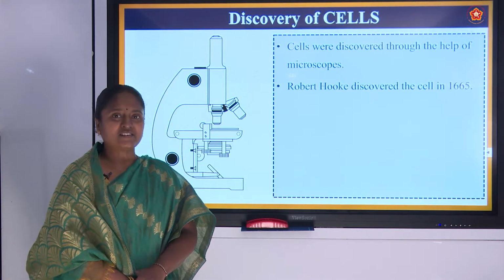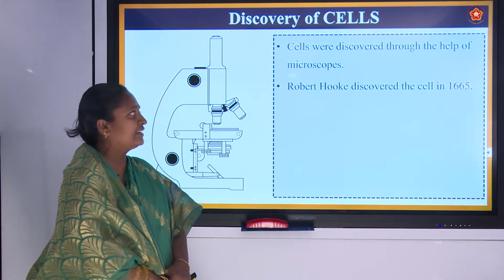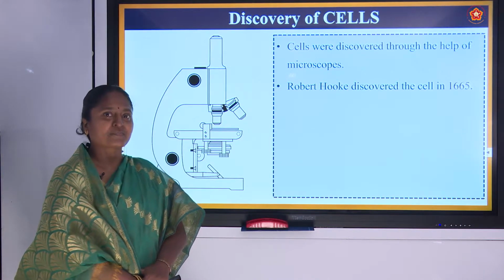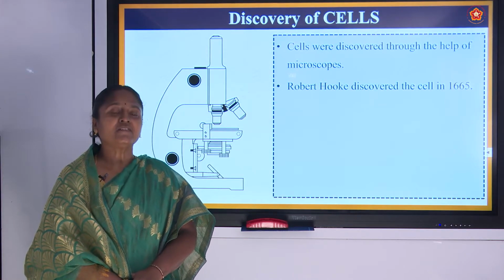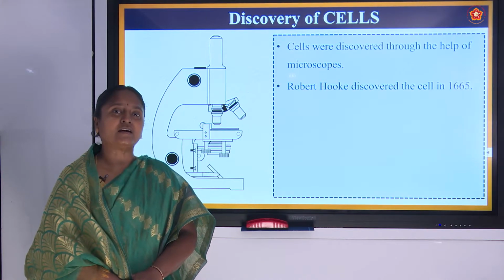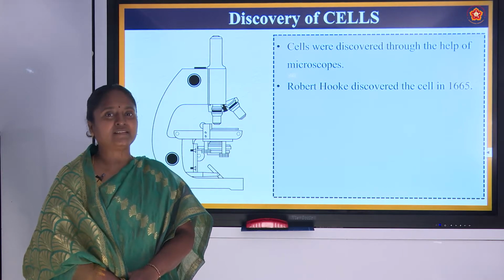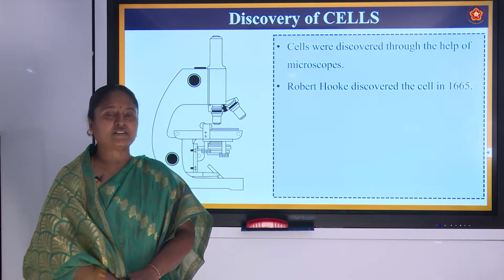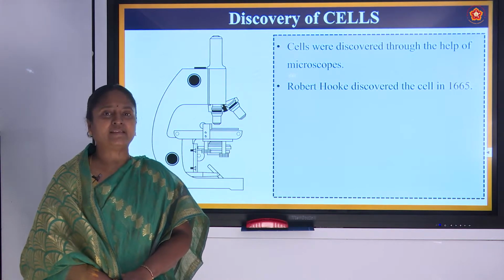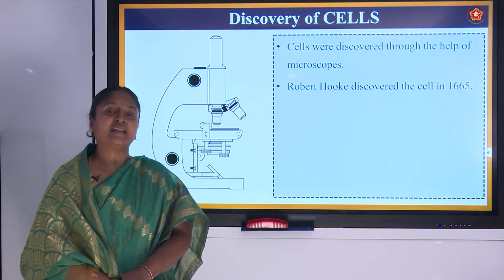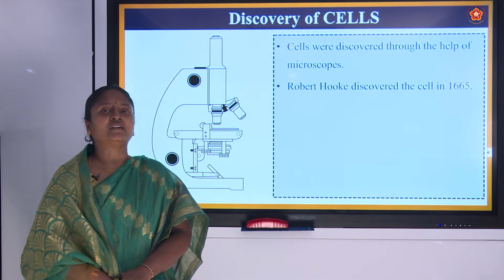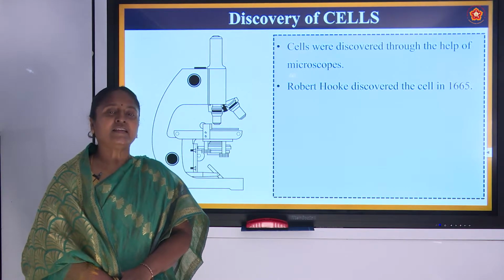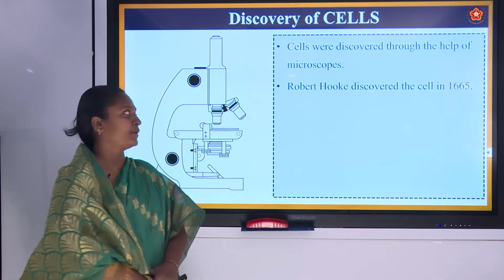Robert Hooke discovered the cell in 1665. He was the one who discovered the cell because he had the opportunity to have his own microscope designed, because his father was working in a place where he could grind many lenses. Thereby, Robert Hooke explored the world. Whatever he came across, he observed it under the microscope.